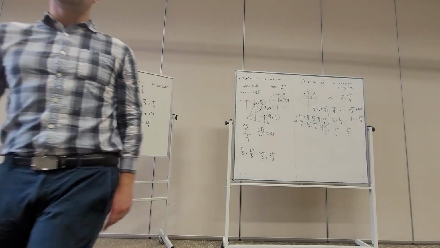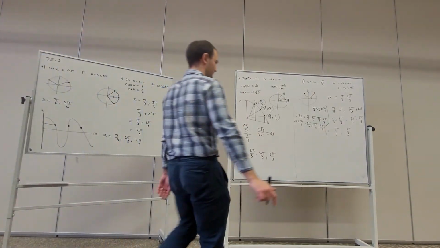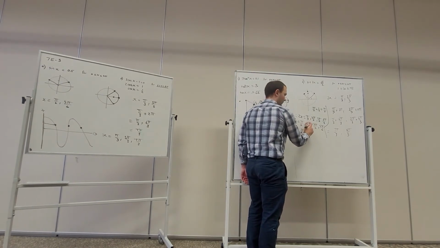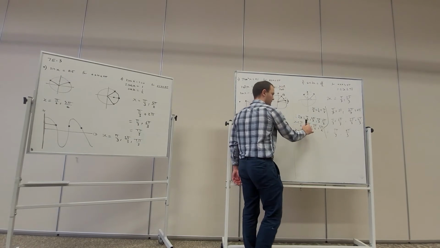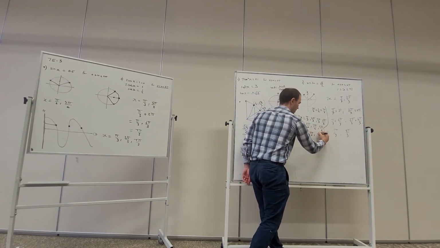Okay, so we've listed all of the answers there, but we haven't listed them in simplest form. Okay, pi on 6, pi on 3, 2 pi on 6 is pi on 3, 7 pi on 6, and 4 pi on 3.